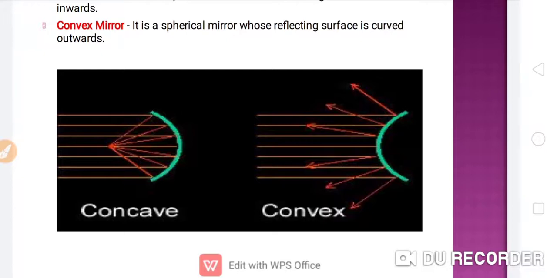In the figure you can see the light coming in straight lines, and they are diverging outward. So this is the divergent nature of the convex mirror. Whatever light comes on the concave mirror will be centralized, that is the convergence of the light. And the convex mirror has the tendency to diverge light.